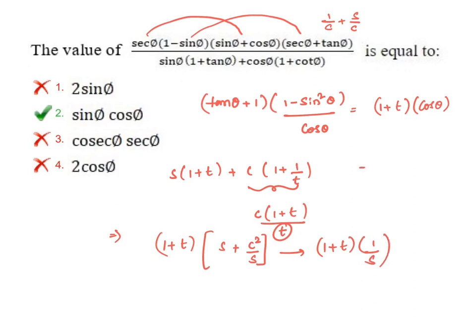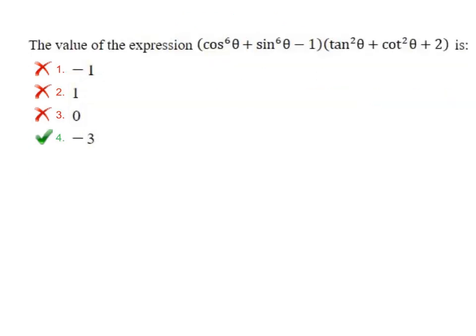So finally we are left with 1 plus tan θ cancelling. So cos θ in the numerator, 1 by sin θ in the denominator. So if it goes up, it is sin θ into cos θ. He is asking you the value of the expression given.